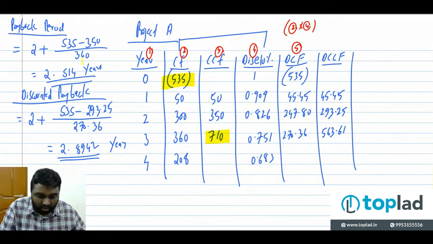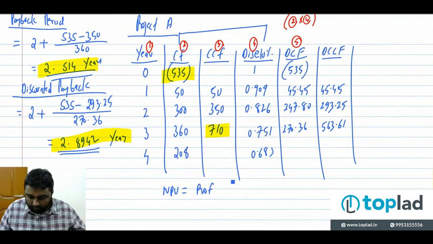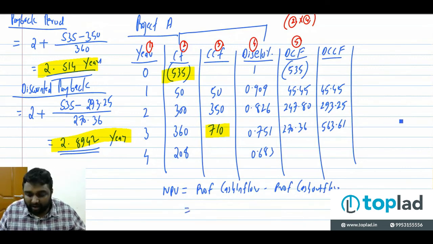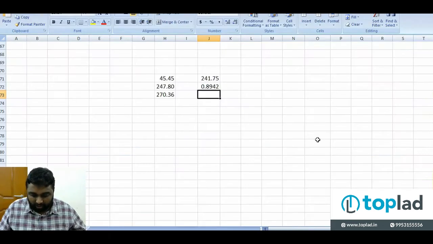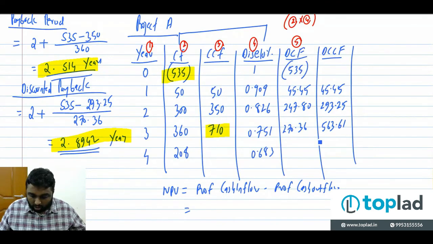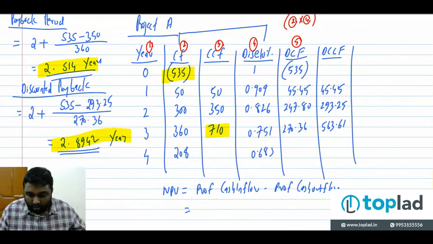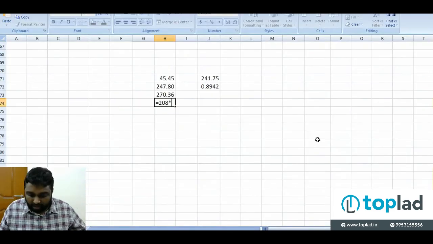So we got normal payback and discounted payback. Now we have to find the NPV. What is the equation for NPV? Present value of cash inflow minus present value of cash outflow. We have one more year pending here, we will do that also. Suppose the question is not asking NPV, we can stop now itself. No need to find the cash flows after payback. But here they are asking, so we are good.